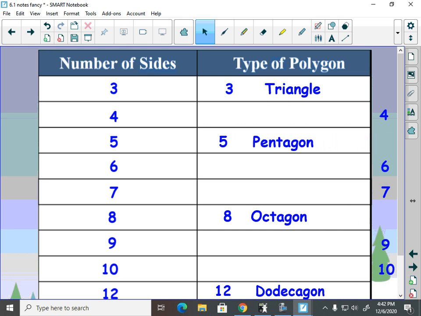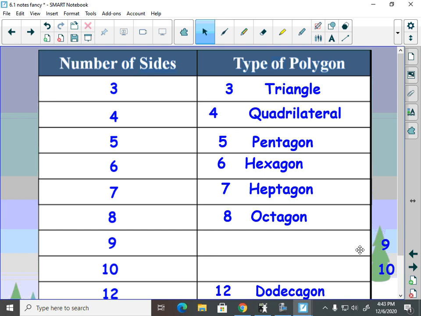Pentagon, heptagon. Hexagon, 6 and hex both have the letter X in it. Quadrilateral, nonagon. And then 10 is decagon. Fun fact, 10 years make a decade. And you know the months of the year?